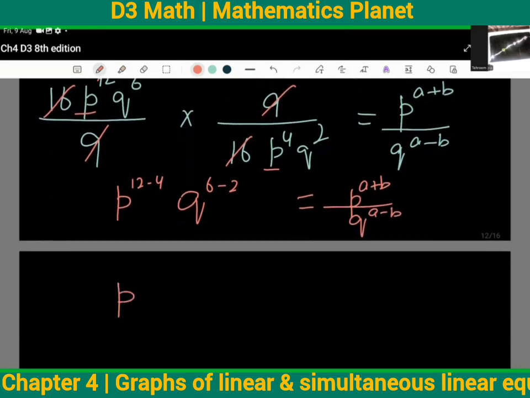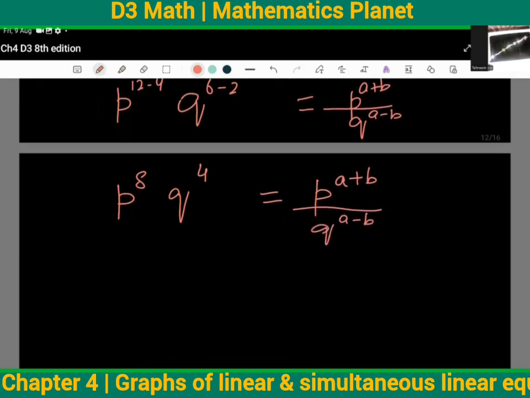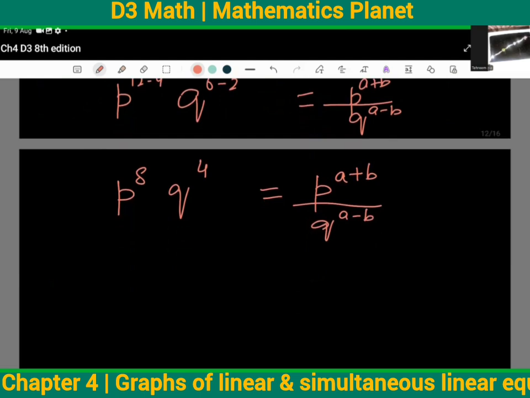So P^(12 minus 4) will be P^8, and Q^(6 minus 2) will be Q^4, which is equal to P^(a plus b) divided by Q^(a minus b). So let's write this also in the division form. So Q^4 will become Q to the power minus 4 when it goes in the denominator, right?